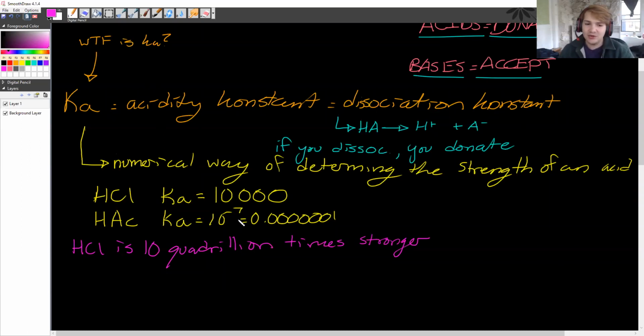Not to mention, I haven't ever seen 10,000 things and been like, oh yeah, that's 10,000. Or even looked at 1 millionth of a thing and been like, oh yeah, that's a millionth, right? These are numbers that don't even quantify in my head. So what we're going to do is use a function, and the function that we're going to use is P. And what P is equal to is the negative log.